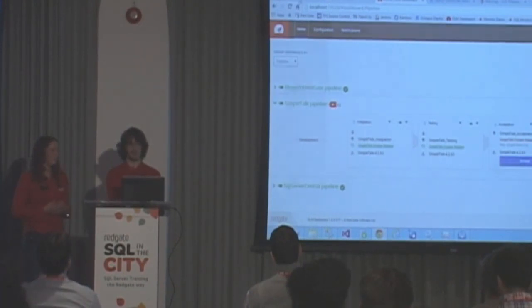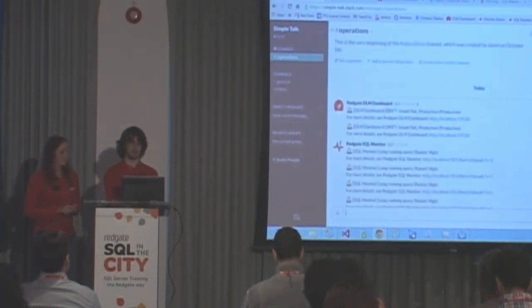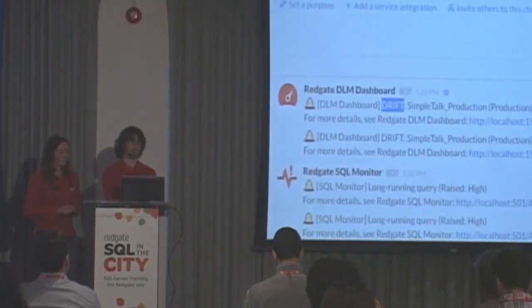And although we didn't do it here, you can set up different Slack rules so that when you see a drift from DLM Dashboard, which is what we got at the very beginning of the day, that drift is the out of process change.